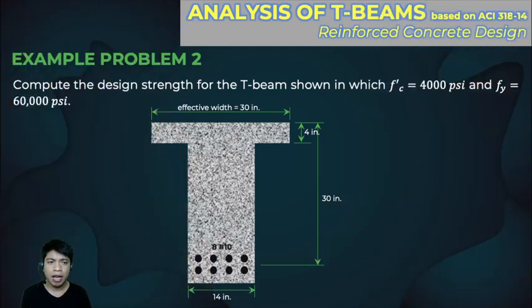Okay, so I will read first the problem, guys. Compute the design strength of the T-beam shown in the figure in which f'c is 4,000 psi and fy is 60,000 psi. Take note, guys, this is English, so we are going to use the ACI 318-14 code, okay?